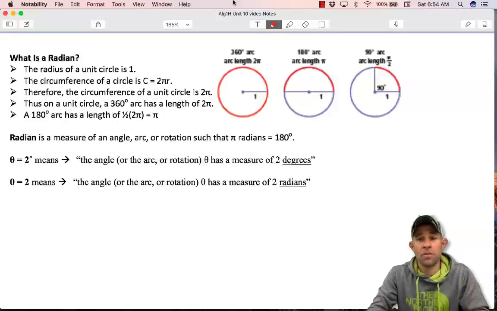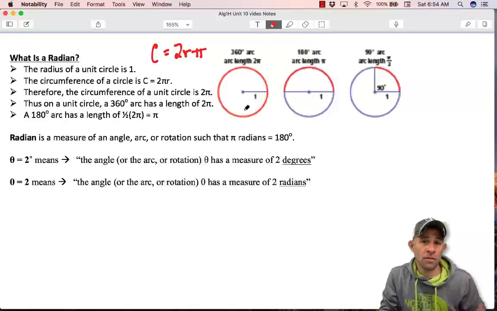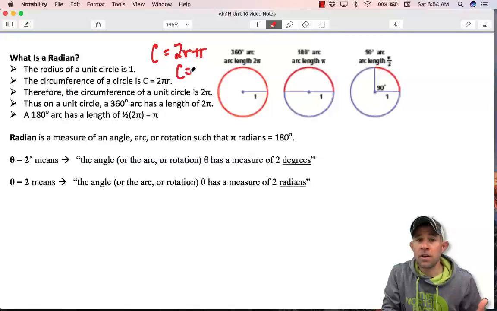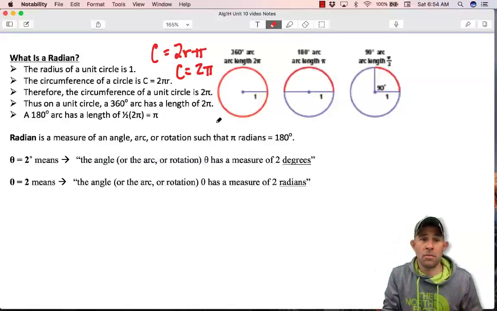Now, we know that the circumference of a circle is equal to 2 times the radius times pi. Keep in mind that the radius of our unit circle is equal to 1. So the circumference of our unit circle should therefore be 2 pi. In other words, within 360 degrees, there is 2 pi. Now, this is going to be known as our radian measure.